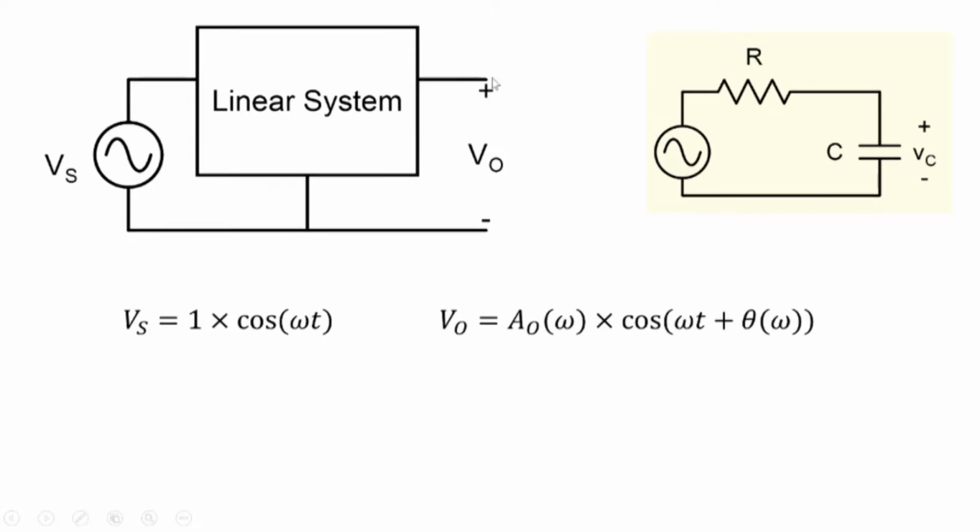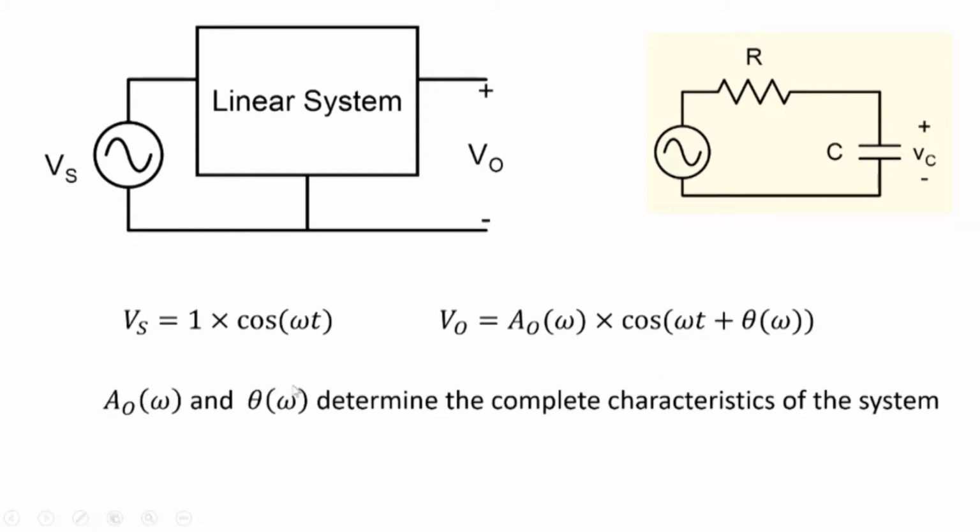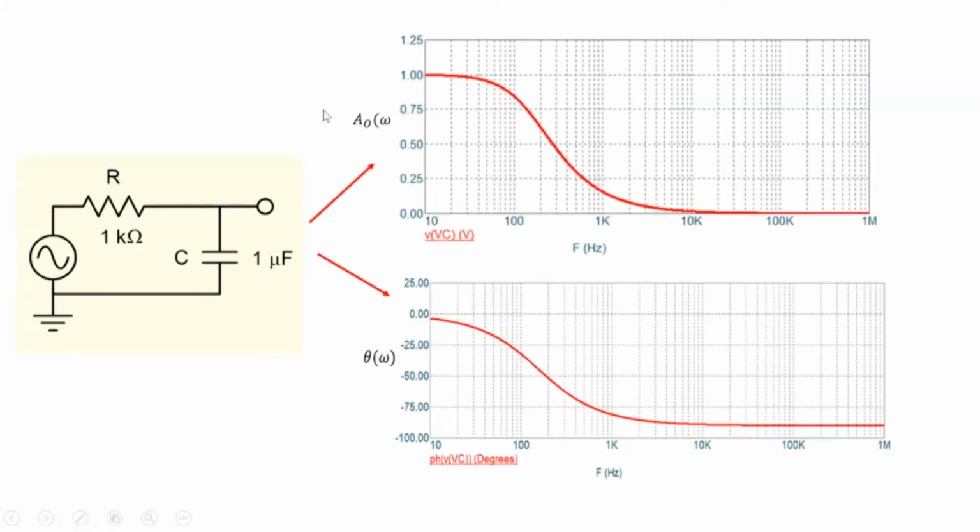And so you look at what the output voltage is, which will also be a sinusoid, we said. It will have some amplitude and some phase here. And so you study the amplitude and the phase as a function of the frequency. The amplitude and the phase of the output as a function of frequency completely characterize the linear system that is there here.